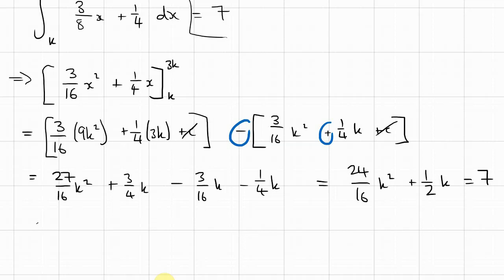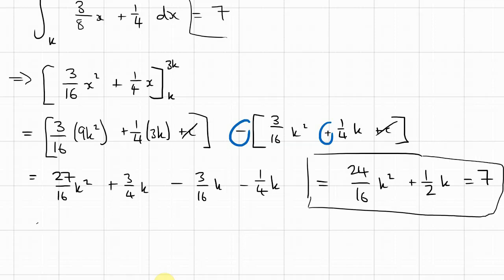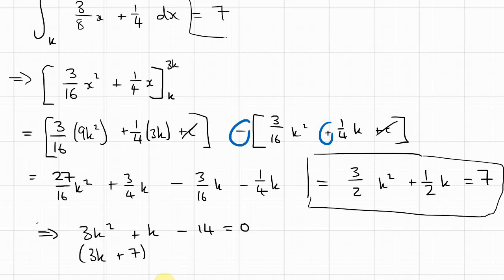I'm bringing back in that equals 7. So we've just got this now, which seems like something we can work with. Let's simplify this actually. I can simplify 24 over 16 to 3 over 2. So let's times by 2. 3k squared plus k. I'm going to also take the 7 to the other side at the same time. It would have been plus 14 on the right hand side of the equals, and I've just taken it away. Factorising this, we're going to get 3k plus 7, k minus 2 equals 0.